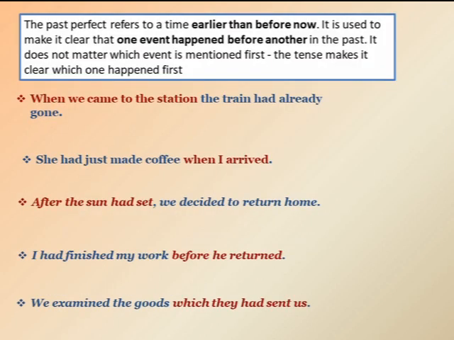The past perfect refers to a time earlier than before now. It's used to make it clear that one event happened before another in the past. It doesn't matter which event is mentioned first. The tense makes it clear which one happened first. For example, when we came to the station, the train had already gone, or the train had already gone when we came to the station. The meaning is the same, it doesn't change.